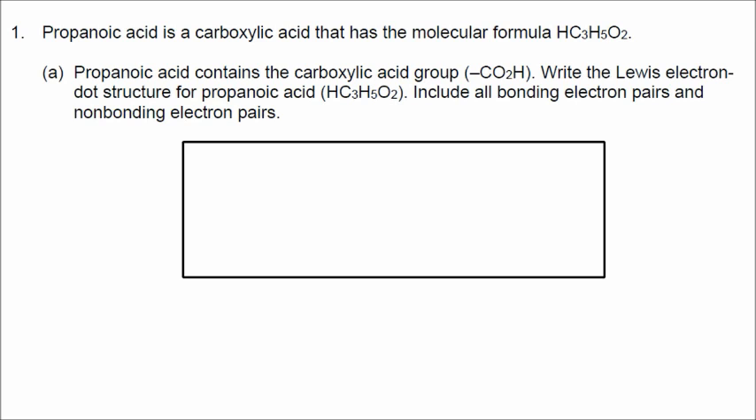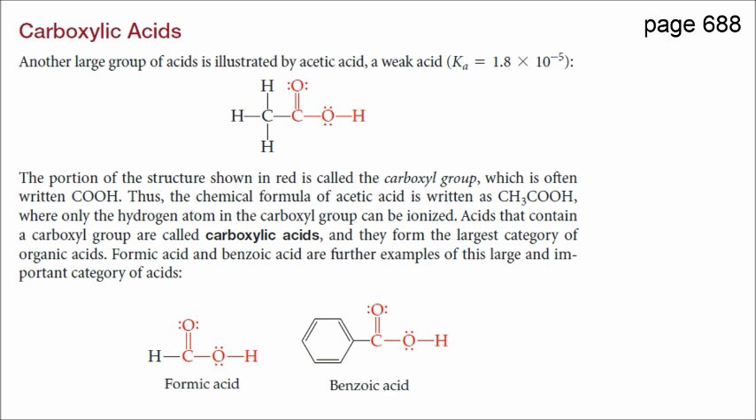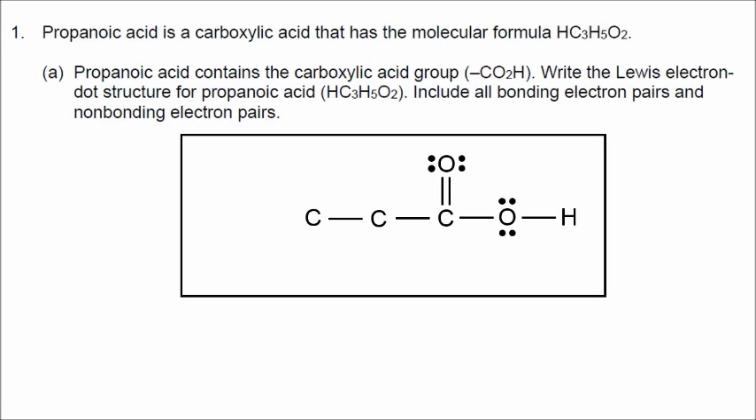Okay, now on to the free response questions. In number 1, part A, we have to draw the Lewis electron dot structure for propanoic acid, which contains the carboxylic acid group. On page 688, you can see examples of the carboxylic acid group. So we have to have a carbon with a double bond to an oxygen and a single bond to an OH. So that's our skeleton with 3 carbons, and there's our carboxylic acid group. So the rest of the molecule contains just hydrogen atoms like this. Alright, so that's our structure in part A.